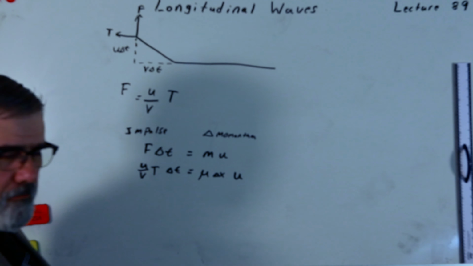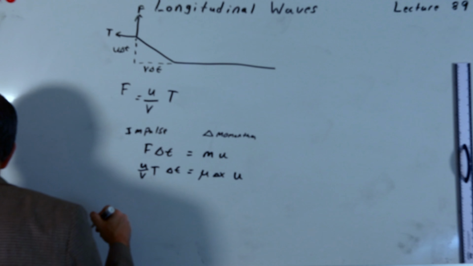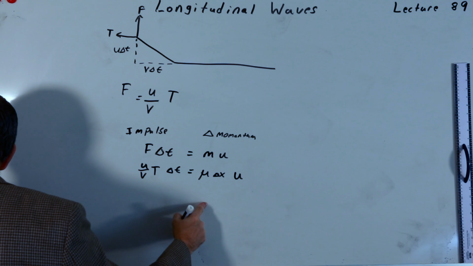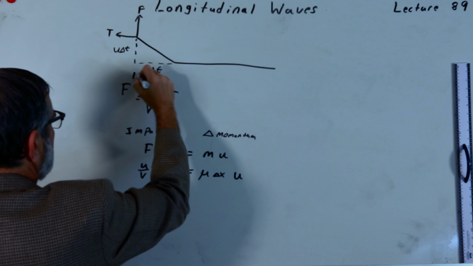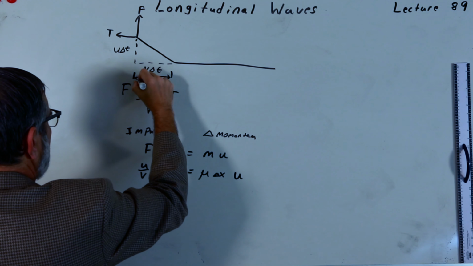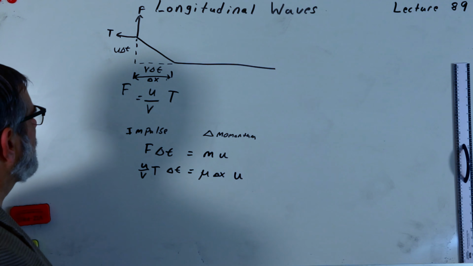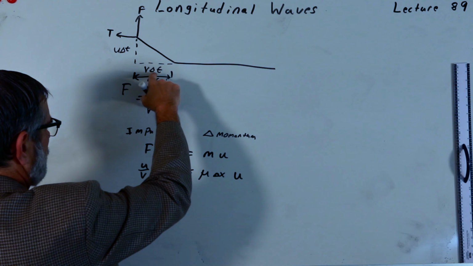Does that make sense? Yes. Also, I think I want to replace this delta x with v times delta t. This is delta x, right? This distance right here. Do you see that? Yeah. So this delta x is just v delta t.